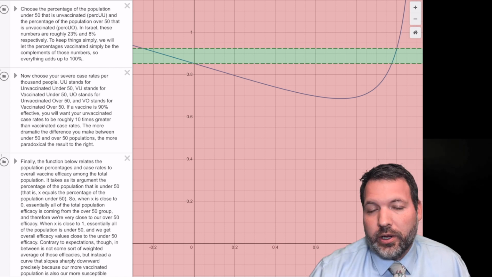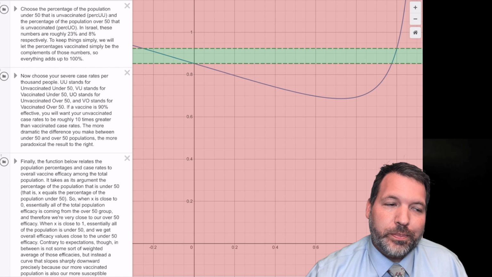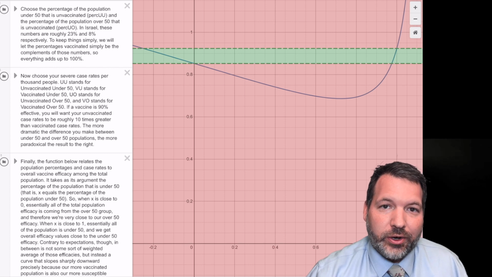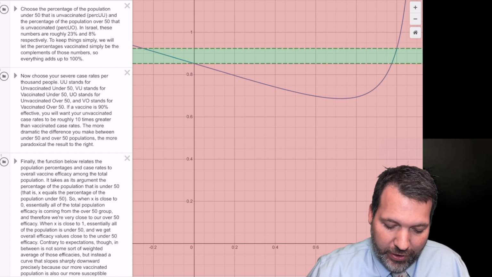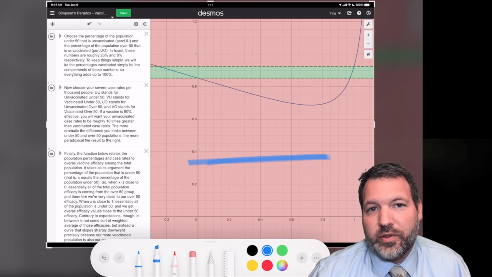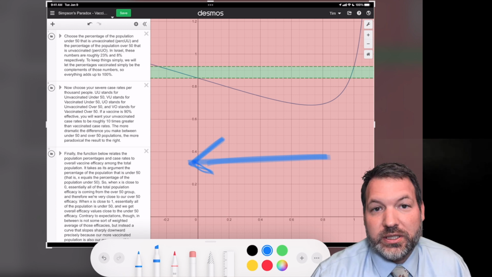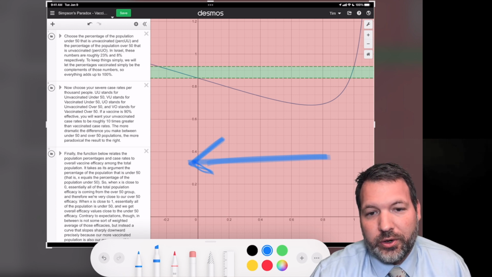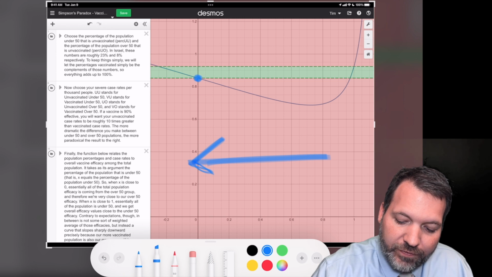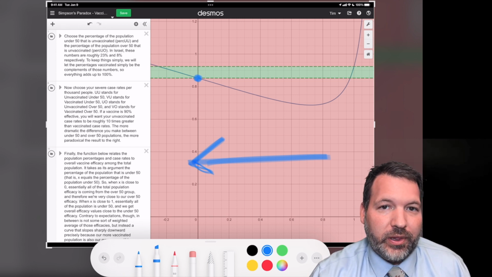What I'm looking at here, and I'll share this link, you can find it in the description below, is a way to think through what percentage of our population is under 50. That's actually my independent variable here. So as we go to the left and the right, I'm looking at what percentage of the population is under 50. When I'm over here toward the left, essentially 0% of my population is under 50, and so I'm anchoring that effectiveness around the 85% that the over 50 population experiences.